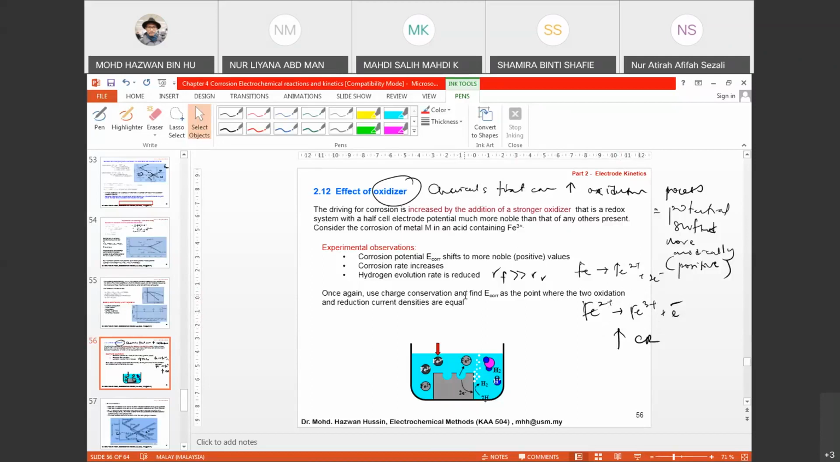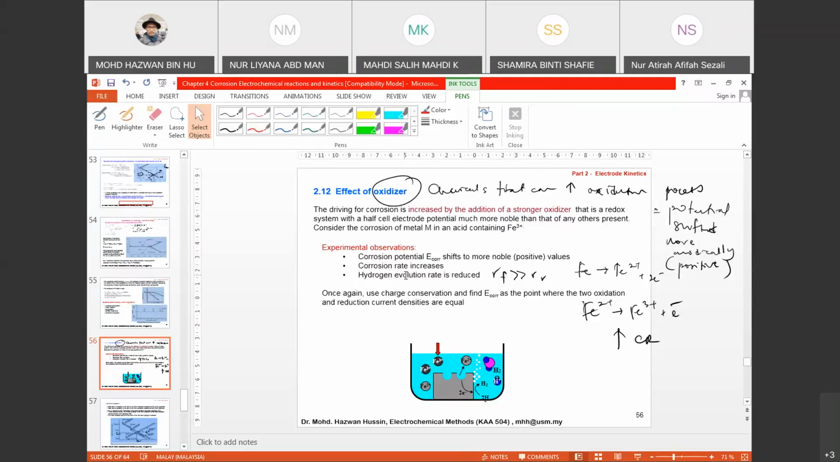The experimental observation that you should notice when you add oxidizer to your electrolyte is that the corrosion potential or E-core will shift to a more positive or more noble direction. Because when you add this chemical, it will increase the oxidation process. When you increase the oxidation process, it will shift the potential more anodically. You also notice that the corrosion rate will be increased because when you have more oxidation process, the rate will increase as well.